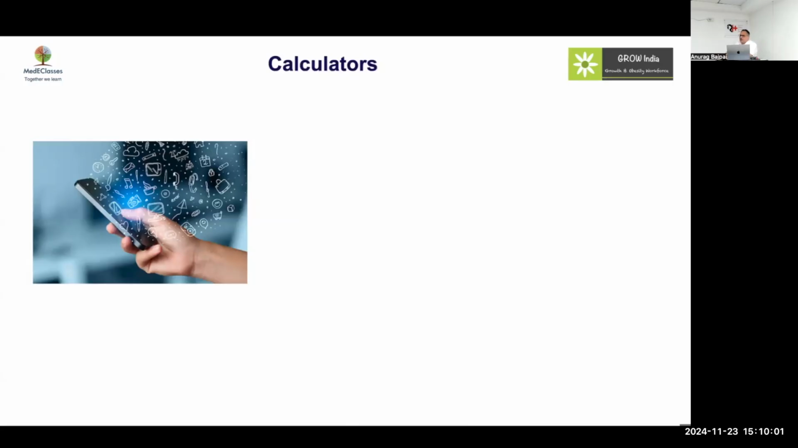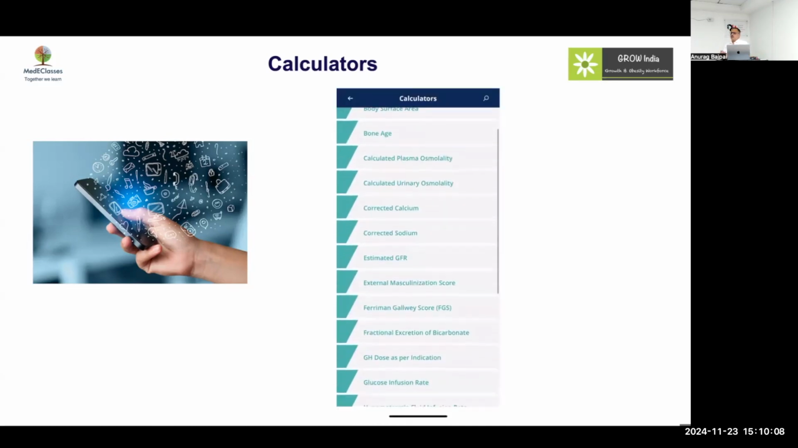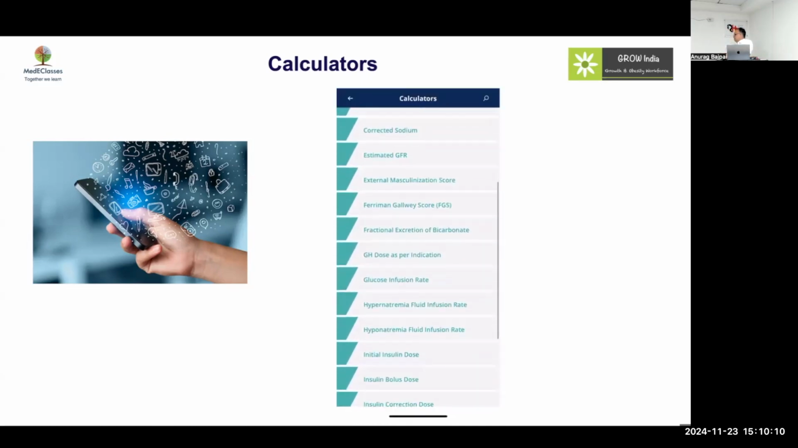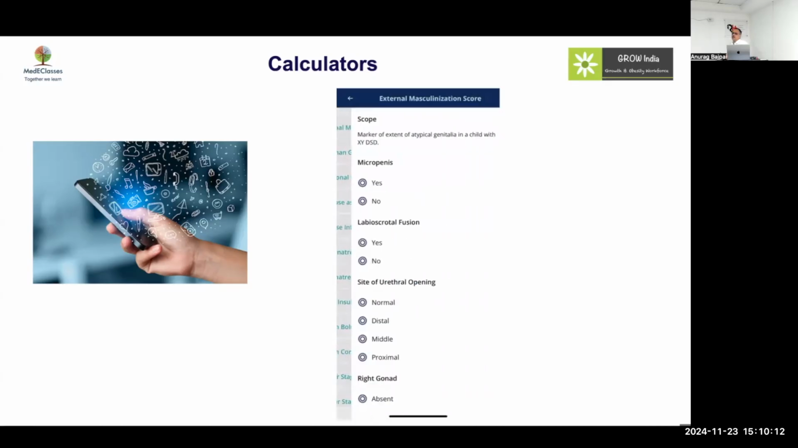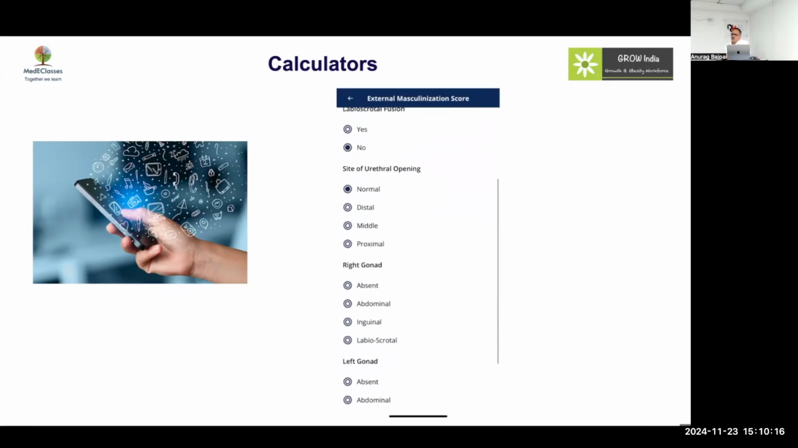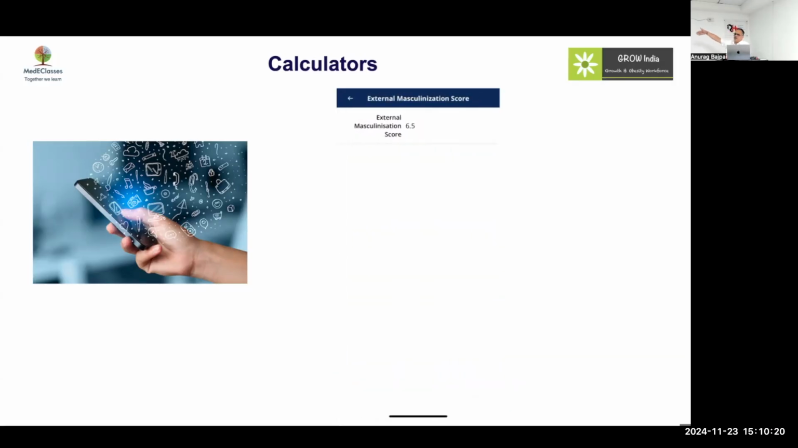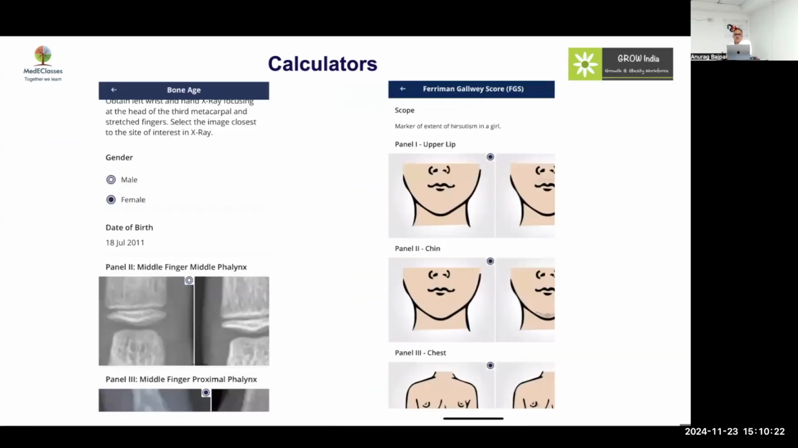Many times in pediatric endocrinology and other aspects, you want instantaneous calculation of things, and this is something which we have provided. It is not only a simple calculator, it also helps us with scoring systems. Like the external masculinization score, often people will forget. Those who are not using it regularly won't remember. So here you will get what exactly you have to input and you will get the result.